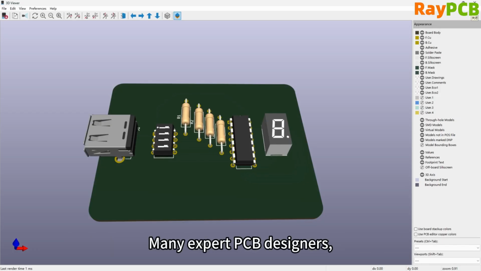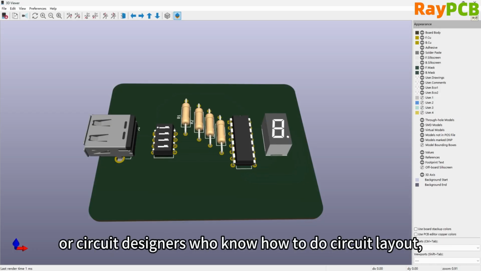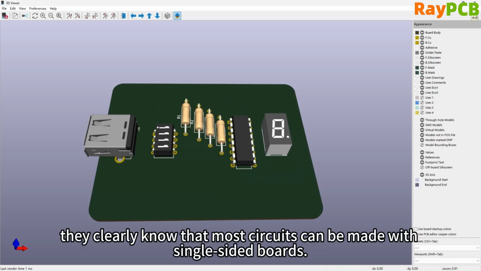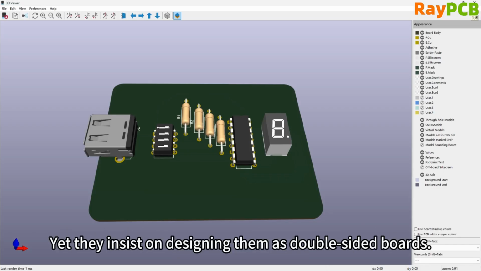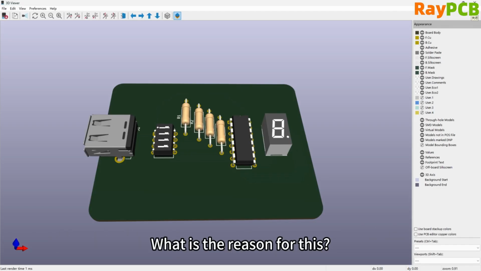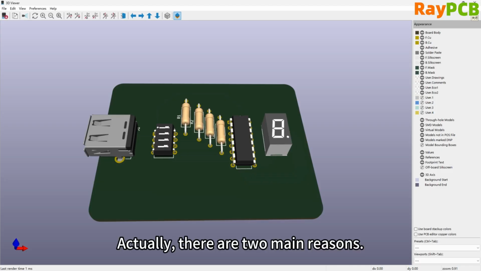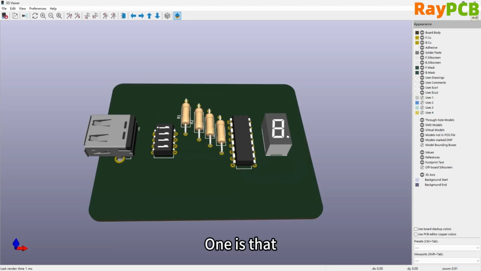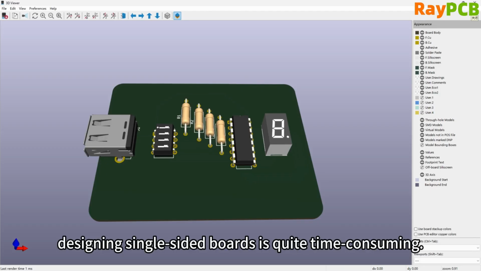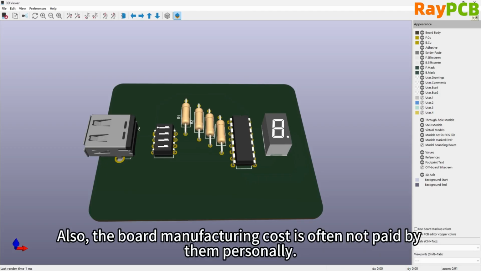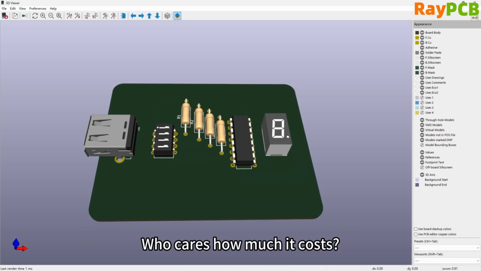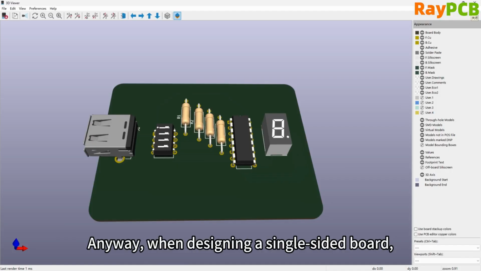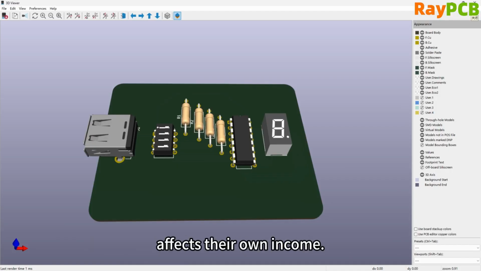Well, many skilled PCB designers, or those who know a bit about circuit design, even though they know that most circuits can be completed with a single-sided board, still choose to design them as double-sided boards. So what exactly is the reason for this? Actually, there are mainly two reasons. One is that designing a single-sided board takes more time, and as for the board manufacturing cost, in many cases it's not paid out of their own pocket, so they don't really care how much it costs. After all, the time wasted on designing a single-sided board affects their own income.